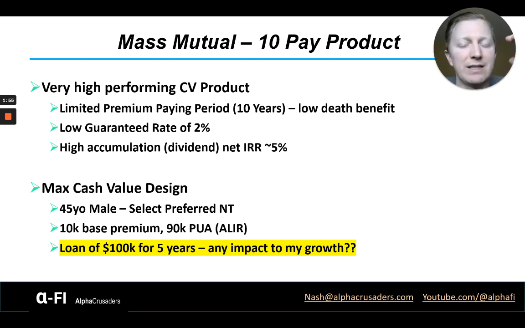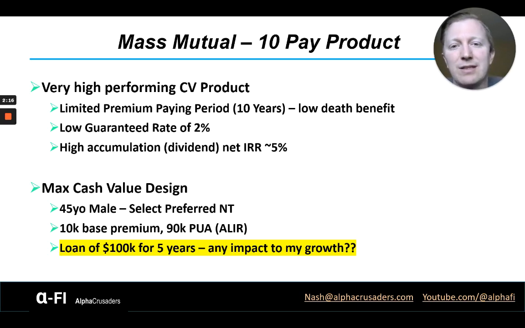The company declares the same dividend for all products, but depending on where that guaranteed rate is, the surplus will be different. So this is a very heavy dividend weighted product, and that's why it's known for its accumulation, or its cash value accumulation, and being a high net IRR product.